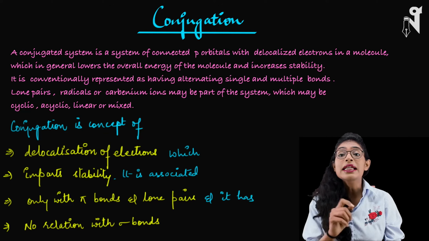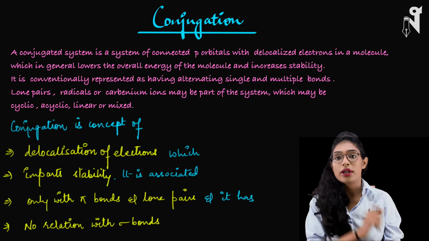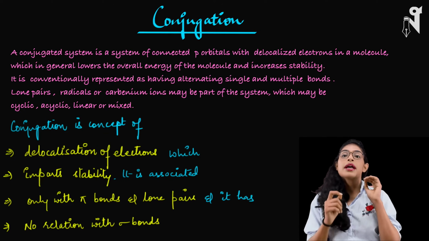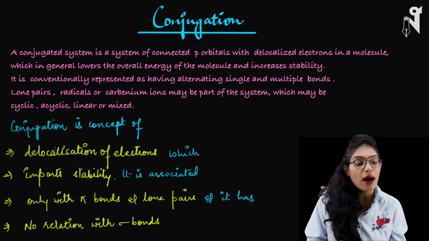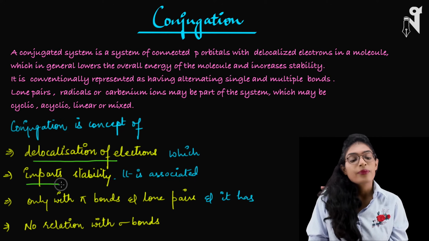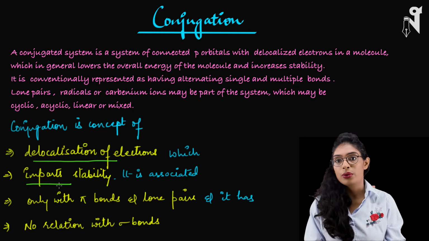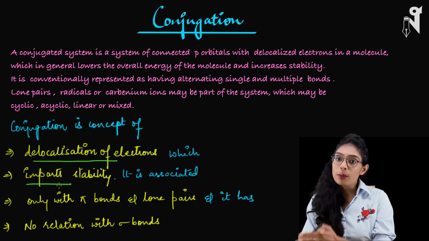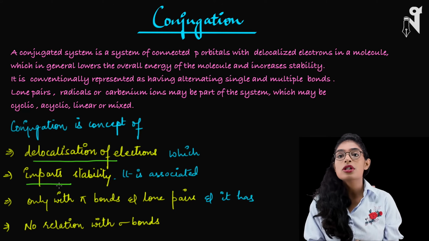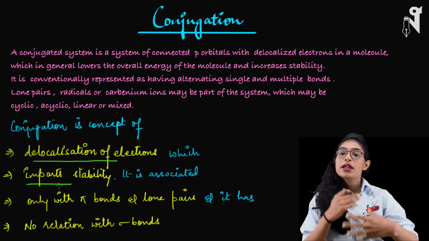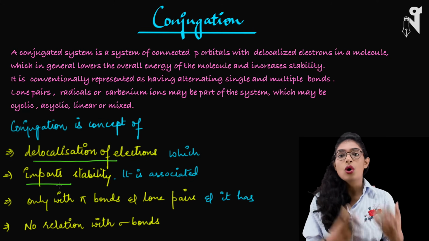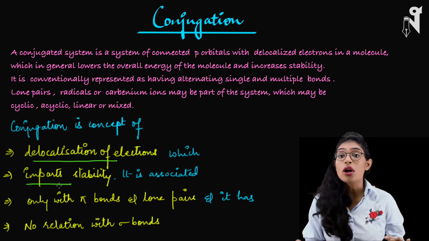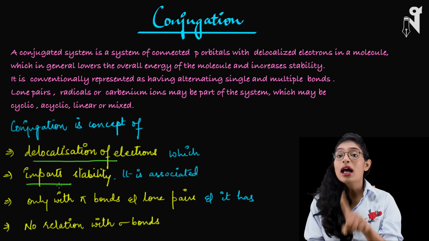Conjugation is delocalization of electrons. It is a concept, or you can say it is a science of delocalization of electrons which imparts stability to the molecule, and this delocalization of electrons is associated only with lone pairs and pi electrons. Pi electrons means the pi bond. So basically the electrons which participate in the delocalization are nothing else but either lone pairs or pi electrons. It does not show any impact on sigma bonds, unlike inductive effect.